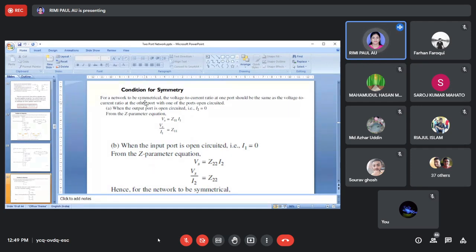So for a network to be symmetrical, the voltage to current ratio at one port should be the same as the voltage to current ratio at the other port, with one of the ports open circuited. This is the condition for symmetry.